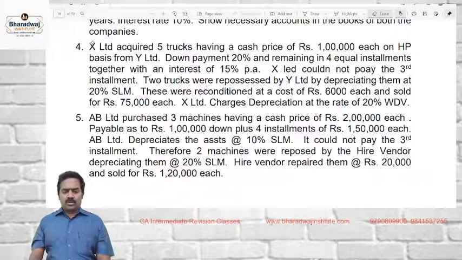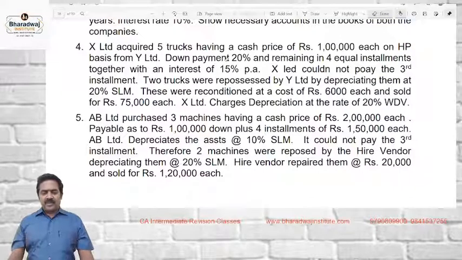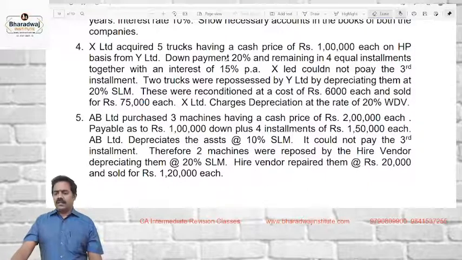X Limited acquired 5 trucks having a cash price of 1 lakh each on hire purchase basis. Down payment is 20%. Remaining is paid in 4 equal installments together with an interest of 15% per annum. X Limited could not pay the third installment. 2 trucks were repossessed by Y Limited, depreciating them at 20% per annum SLM.